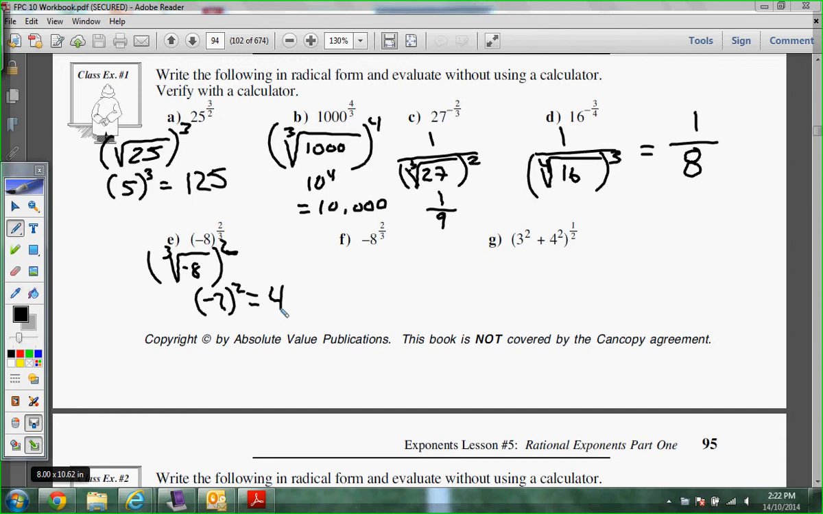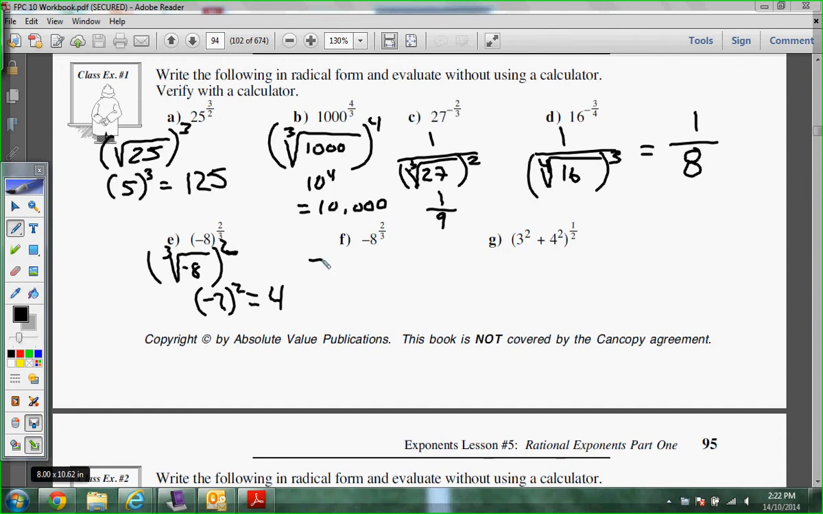Good? All right, Josh. So now what's the difference between E and F? What's that? Right, there's no brackets, which means the negative is not being affected by what? Not the 8. The 2/3. Yeah, the 2/3 is only on the 8, not on the negative. So your negative is going to kind of hang out and be in your problem the whole time.